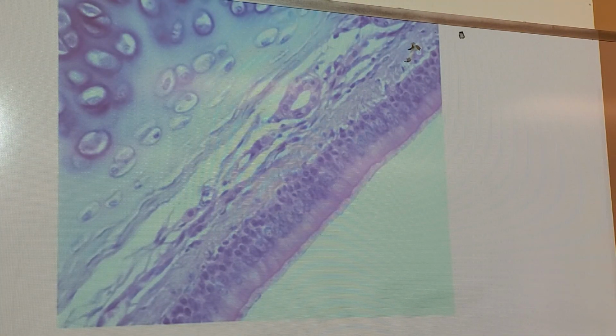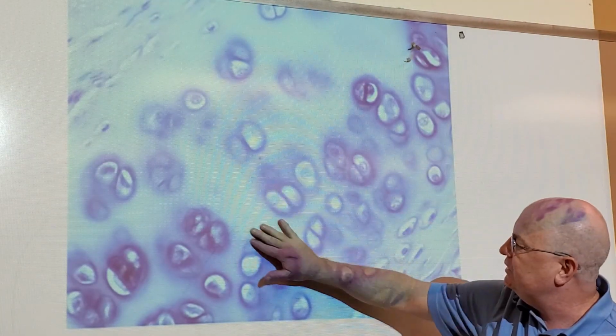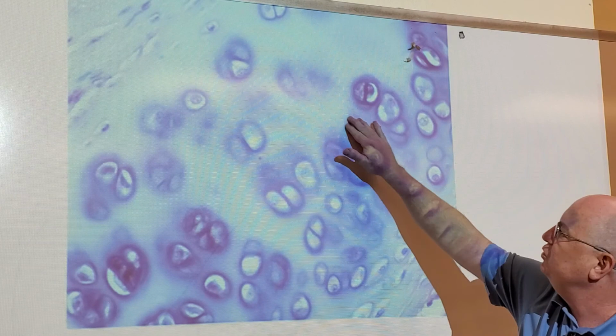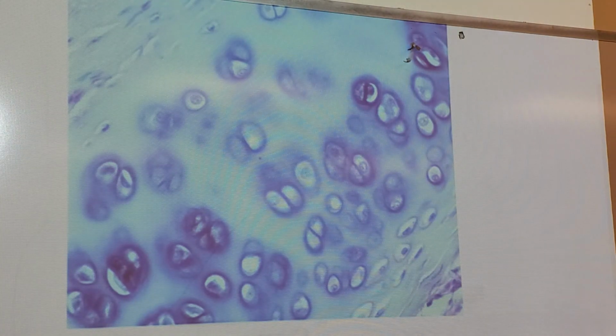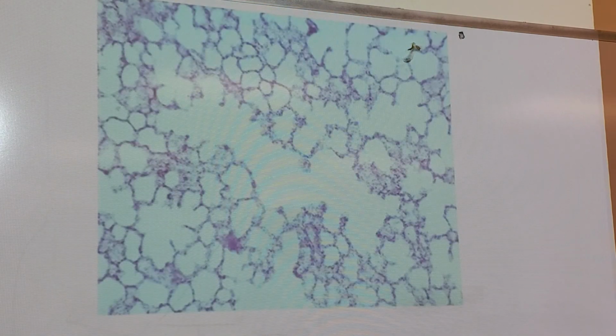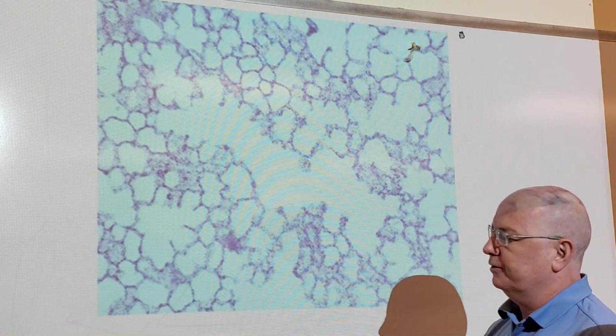Okay. The next slide is just a real close-up of the tracheal cartilage, and you can see it's that hyaline cartilage with a very smooth matrix. Okay. The next slide we have is of healthy lung tissue. So the slide is the lung.